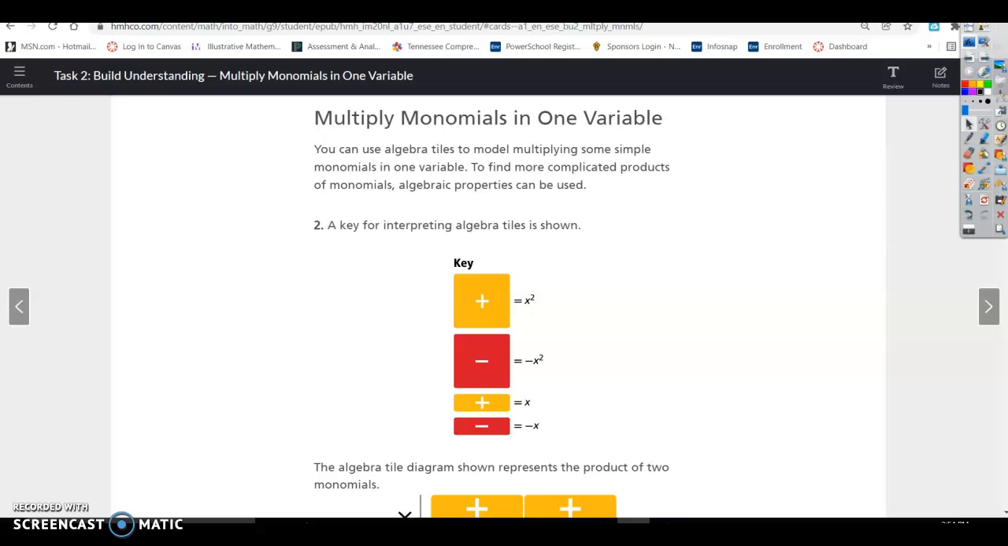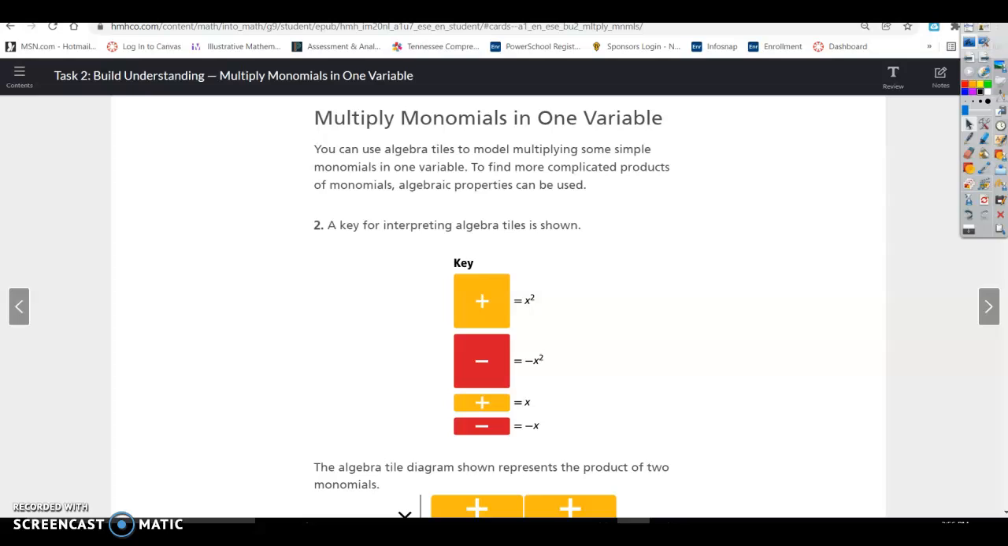Lesson 15.1, Task 2. Multiply monomials in one variable. You can use algebra tiles to model multiplying some simple monomials in one variable. To find more complicated products of monomials, algebraic properties can be used. A key for interpreting algebra tiles is shown. All right, so if you have the square tile and it has a plus in it, that represents x squared.